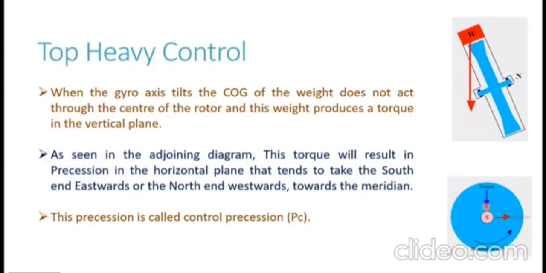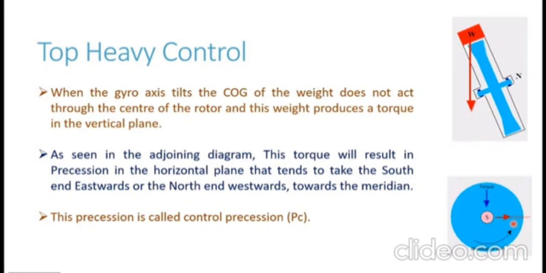Now we know top heavy control is used in gyro compasses which are spinning anti-clockwise as viewed from the south end. So you can see the direction of spin as anti-clockwise. So this torque which is trying to push the spin axis downwards turns by 90 degrees in the anti-clockwise direction, and now it tries to precess the spin axis in the easterly direction. So the torque is resulting in a precession in the horizontal plane that tends to take the south end in the eastward direction. If the south end is precessed in the eastward direction, the north end is going to precess westwards.